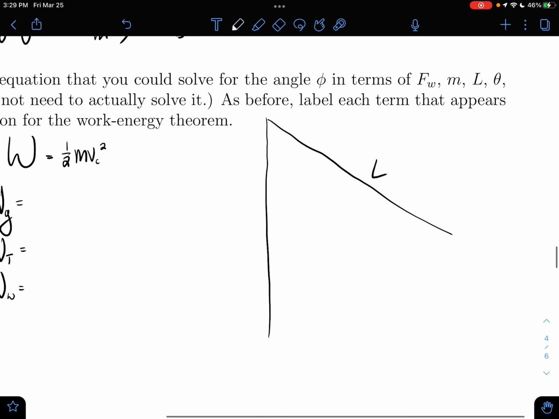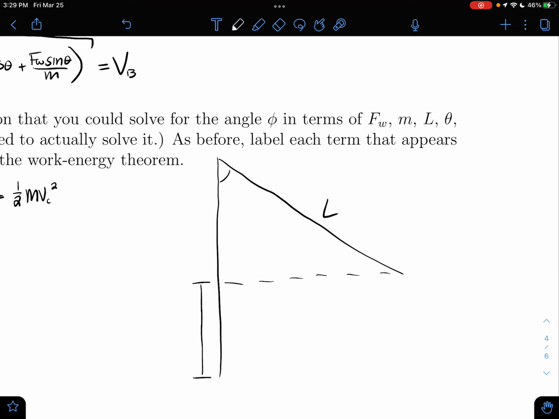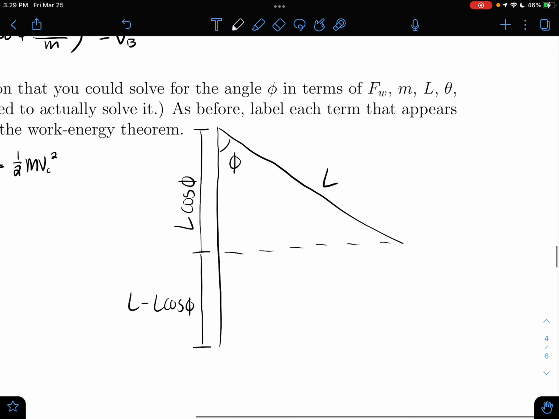And I can say here's L, and I'm now looking for this. That's going to be our height, that's our H. So here's our B. So up here is going to be L cosine phi, so it's going to be L minus L cosine phi, and this is going to be L sine phi.